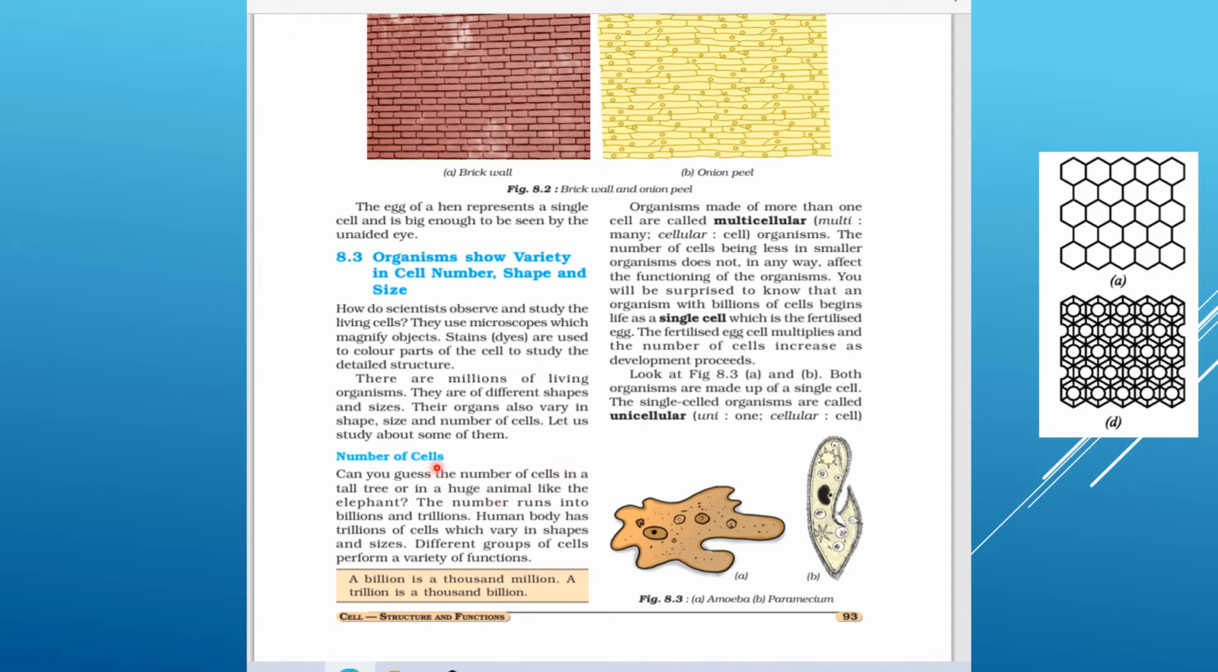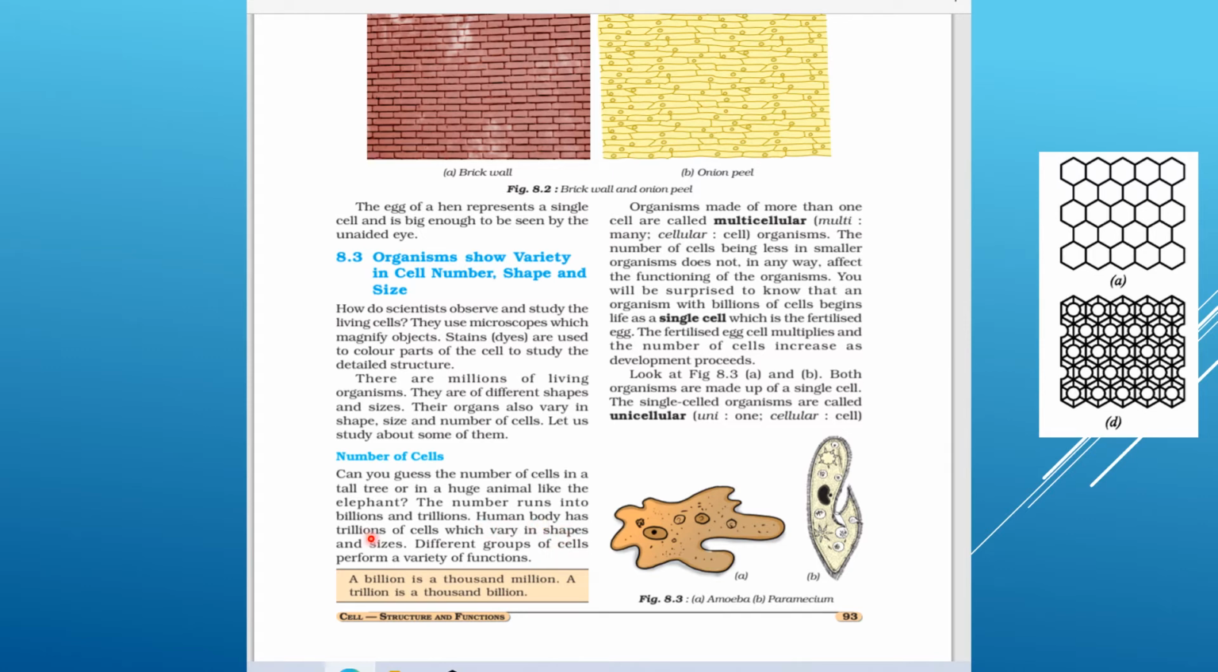When we talk about the number of cells, just see one example here. Can you agree that the number of cells in a tall tree and in a huge animal like an elephant runs into the millions and trillions? 1 billion is 1000 million and a trillion is 1000 billion. So you can assume the large number of cells in a body.